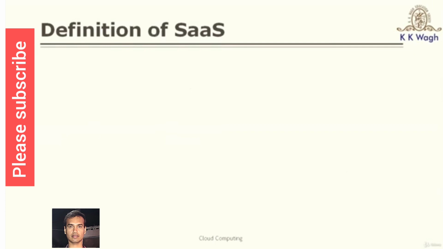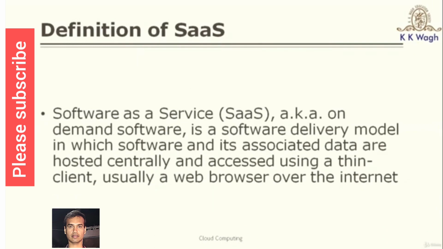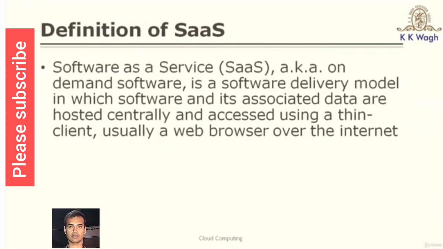Starting from the definition of the SaaS. What do you mean by this SaaS? So this SaaS is software as a service. It is also known as on-demand software. It is a software delivery model in which the software and its associated data are hosted centrally and accessed using a thin client, usually a web browser over the internet.